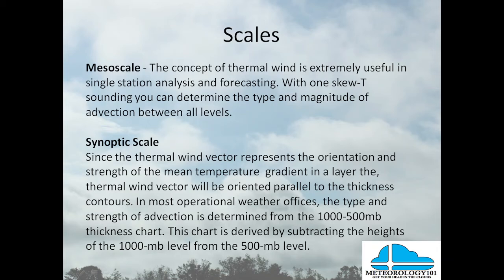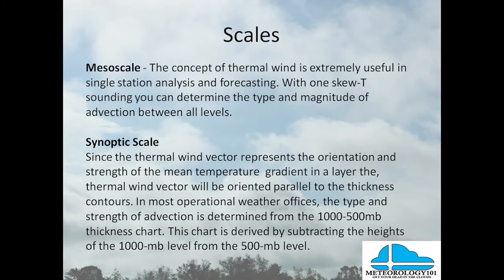Synoptic scale: the thermal wind vector represents the orientation and strength of the mean temperature gradient in a layer. The thermal wind vector will be oriented parallel to the thickness contours. We covered that. In most operational weather offices, the type and strength of advection is determined from the 1,000 to 500 millibar thickness chart. So if you look at the thickness lines, how far apart they are, how tight that gradient is, that's what's going to determine that.